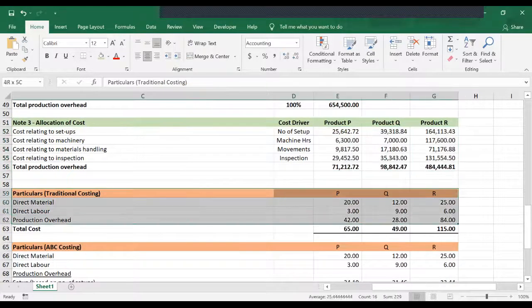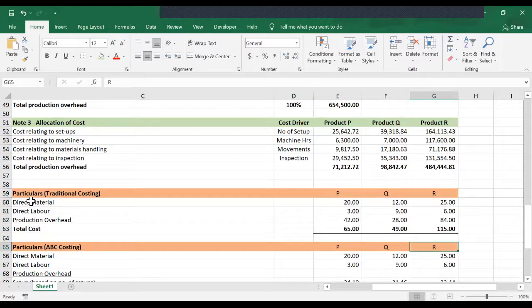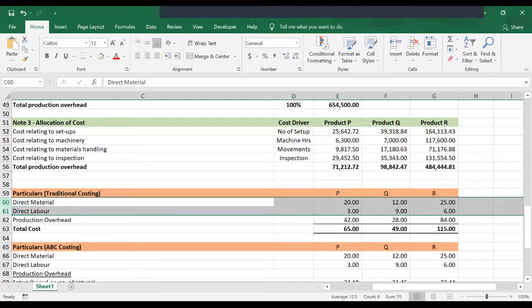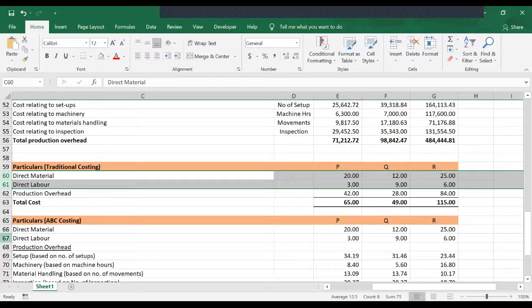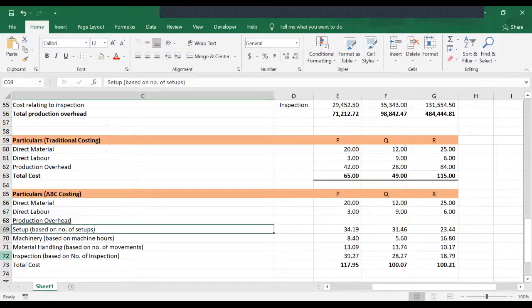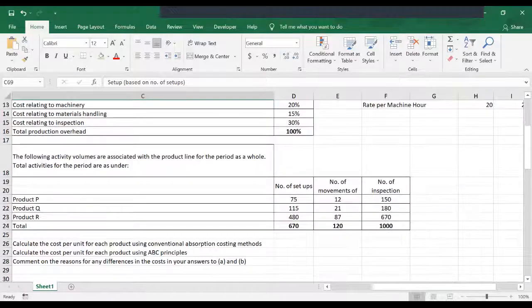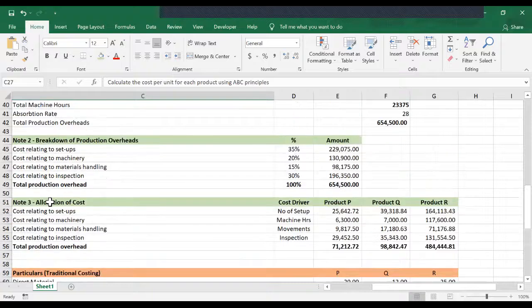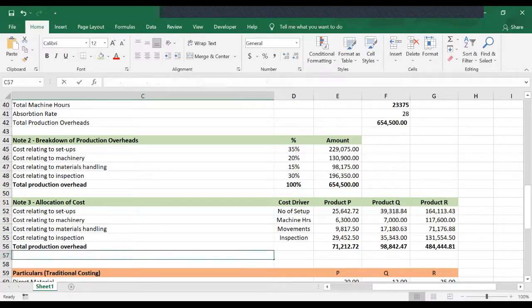We have already done the production part, the traditional costing part. Now the direct material and direct labor are the same for ABC costing as well, so we can directly find this out. For the remaining part, the question has asked us for the cost per unit of each product using ABC principles. The cost we calculated in note number 3 was for product P as a whole, all the units of product P. So to calculate per unit of product P, we have to divide it by the number of units, or basically the volume.